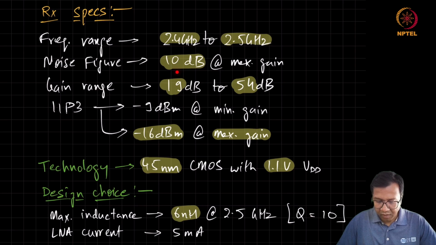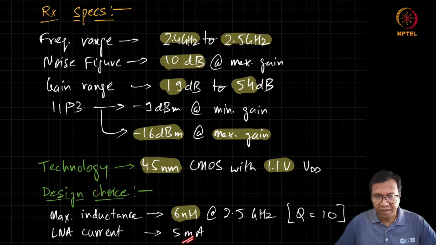So here the important specs are this noise figure, while making sure we meet the linearity. And this linearity spec of -16 dBm at maximum gain can be a little difficult to achieve in a CMOS process. So we are trying to see how it can be done. So we are going to make few design choices. We will assume that the maximum inductance which is possible in this process is 6 nanohenry at 2.5 gigahertz. So beyond that, the SRF of the inductor will become too low and the Q will also start dropping.